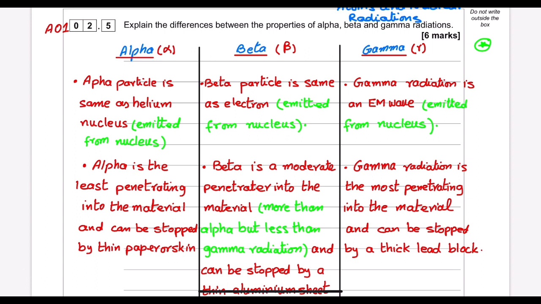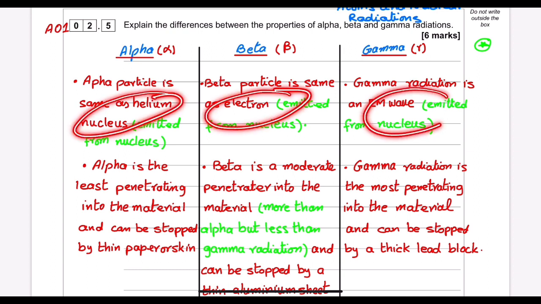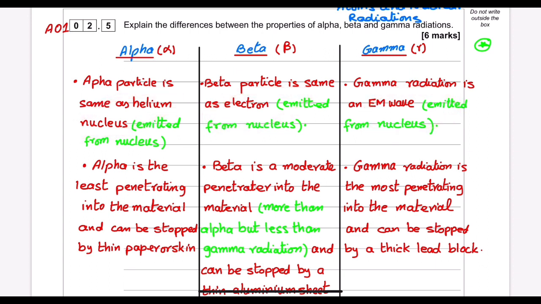We need to give the differences between the alpha, beta and gamma radiation. Alpha particle is the same as a helium nucleus, which is emitted from the nucleus, whereas the beta particle is the same as electrons emitted from the nucleus. The gamma radiation is an electromagnetic wave emitted from the nucleus. So alpha particles are like helium nuclei, beta particles are like electrons, and gamma rays are waves. Second difference we can count here.